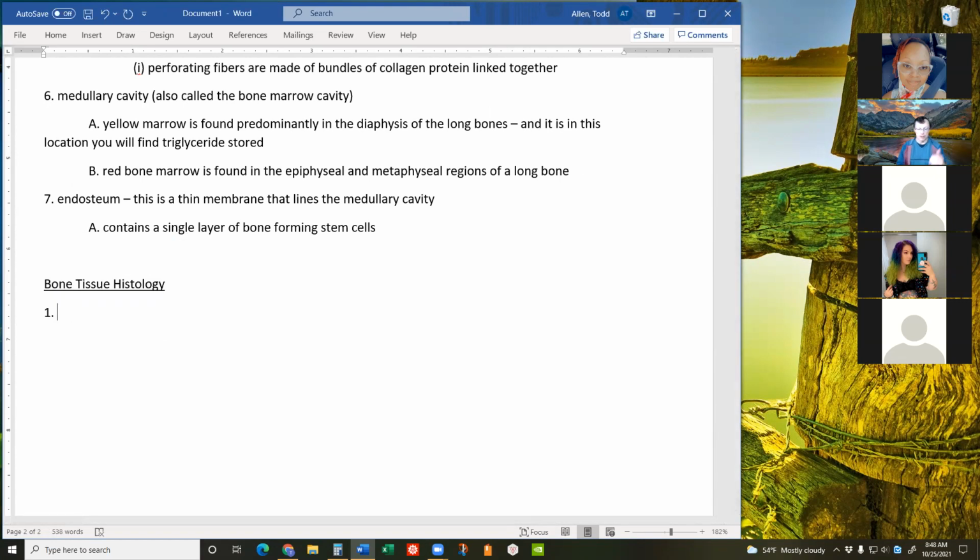Okay, so the first thing we'll mention is this. Remember that when we think about our four major tissue categories, epithelial, connective, muscle, and nervous, we understand that bone tissue is appropriately described as a connective tissue. And you recall from chapter 4, connective tissues are a little bit unusual in that they not only have cells, but they also have extracellular matrix. So let's talk about the extracellular matrix of bone.